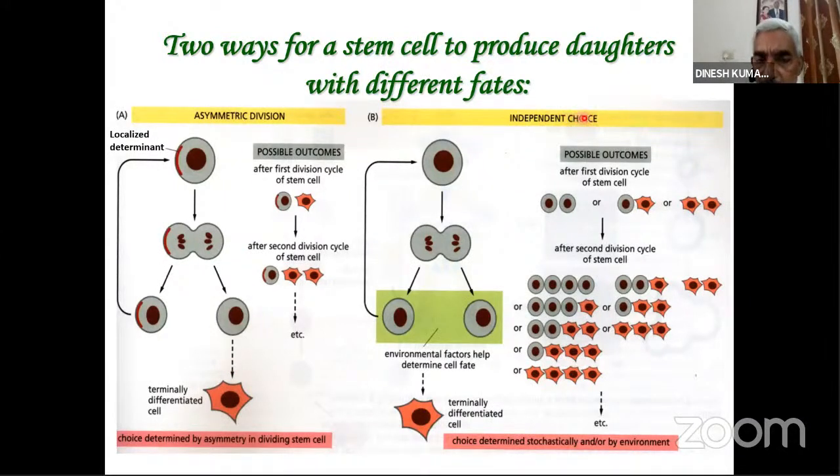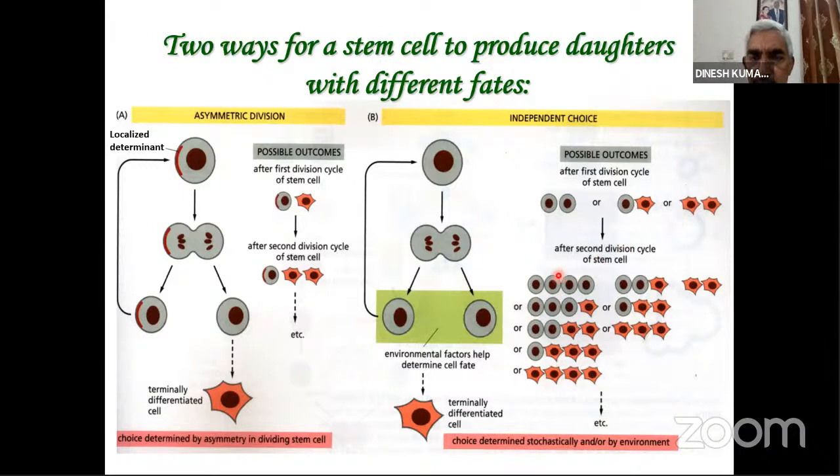Whereas independent choice is a choice determined stochastically or by the environment. So here what happens, this stem cell divides in two, and the environment surrounding it decides its terminal differentiation. What happens in the first division? It may be both cells become stem cells, or one cell becomes a stem cell and one a differentiated cell, or both cells become differentiated cells.